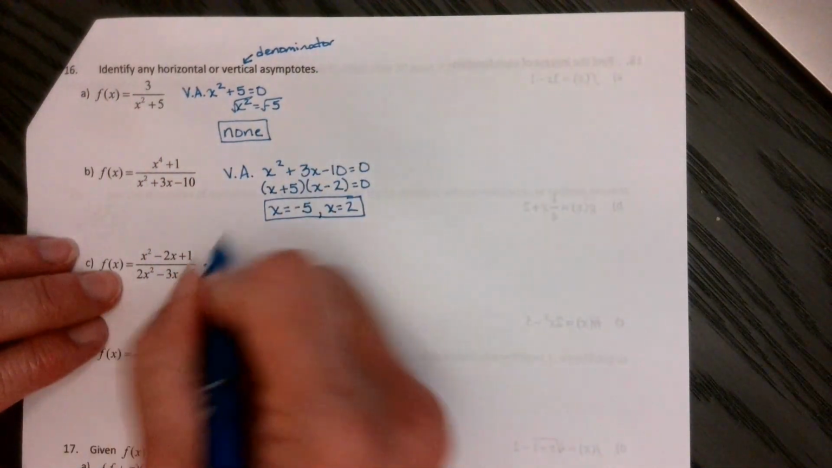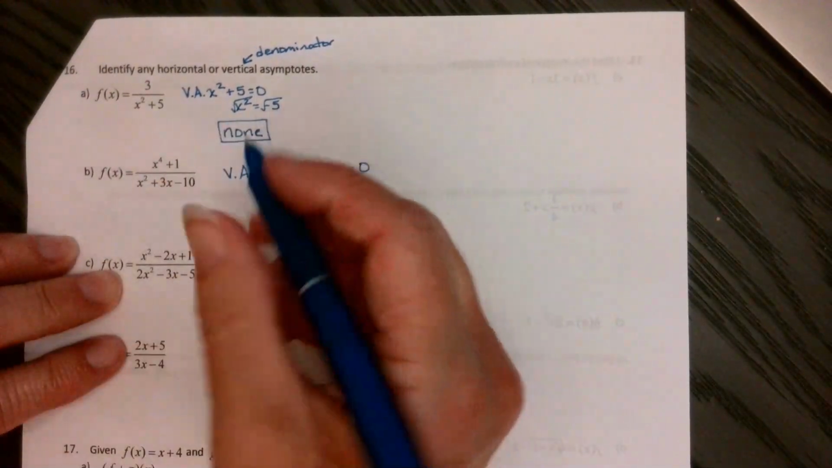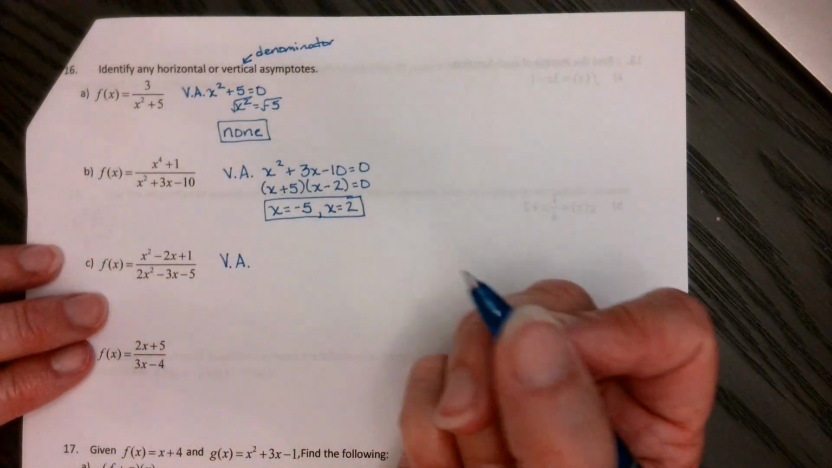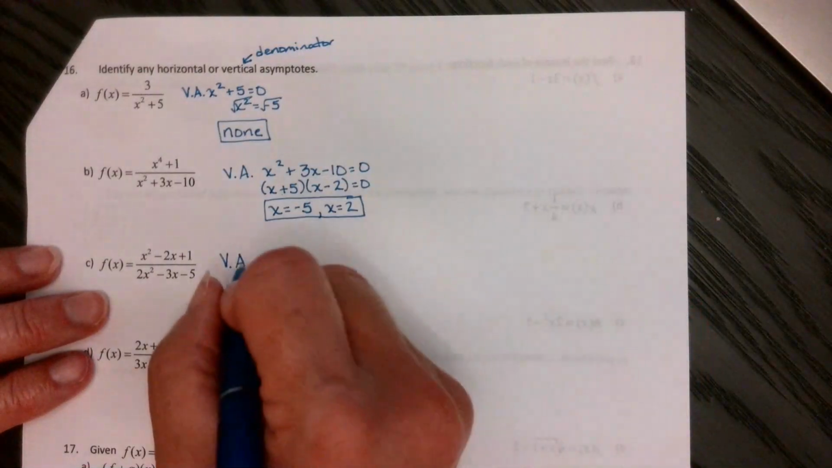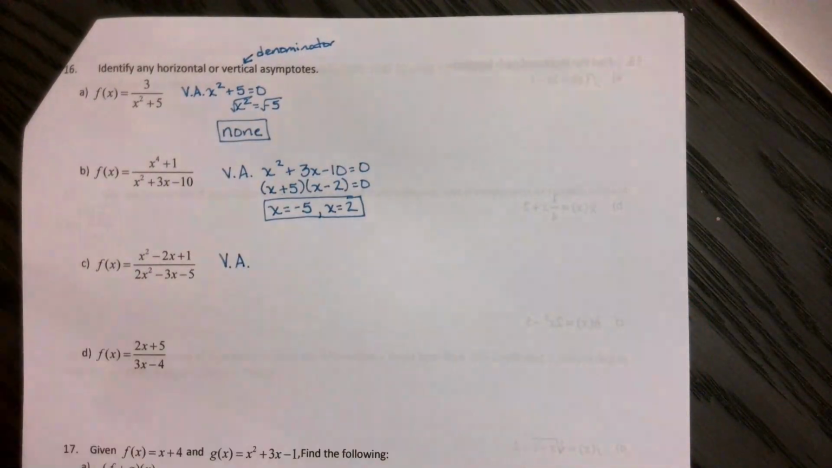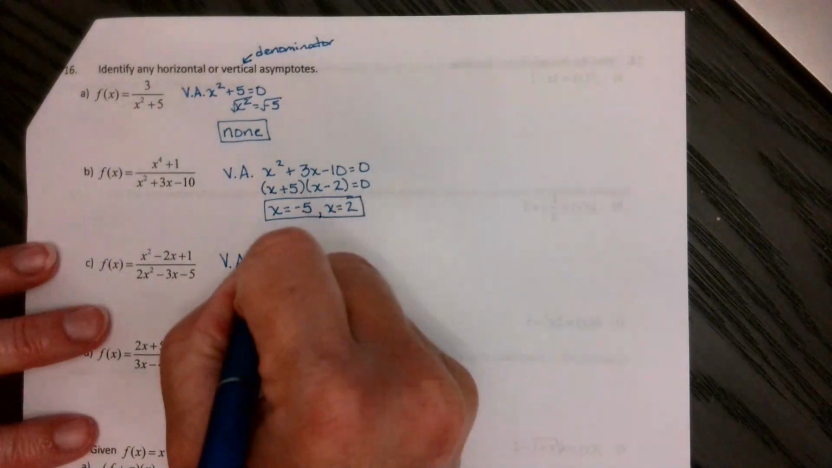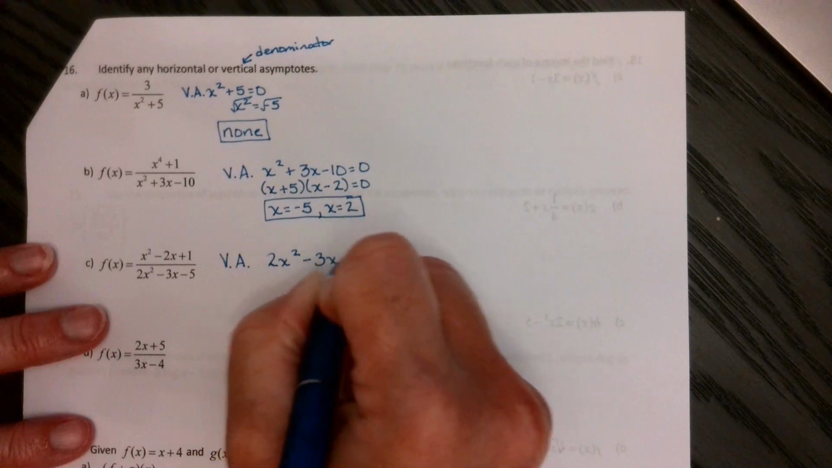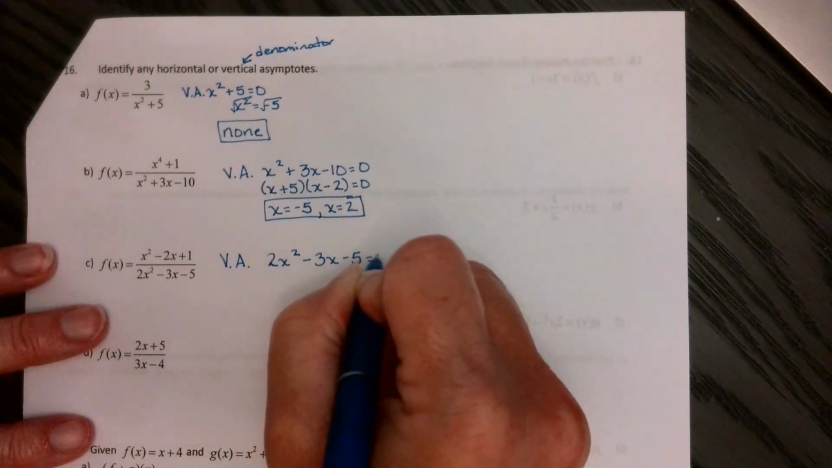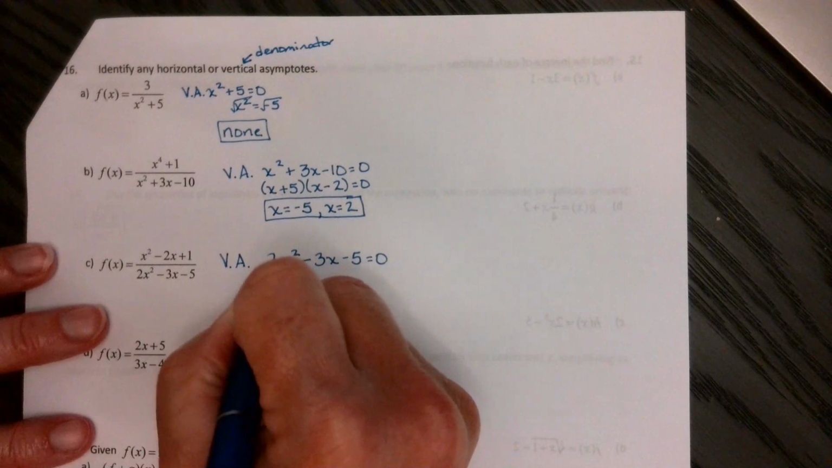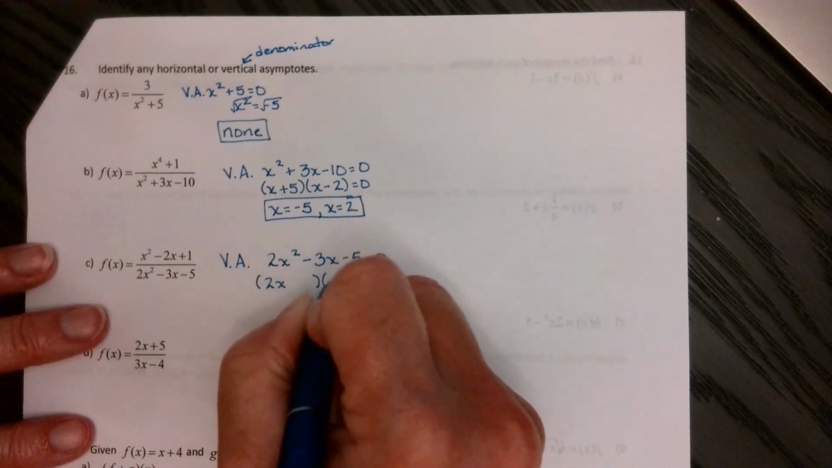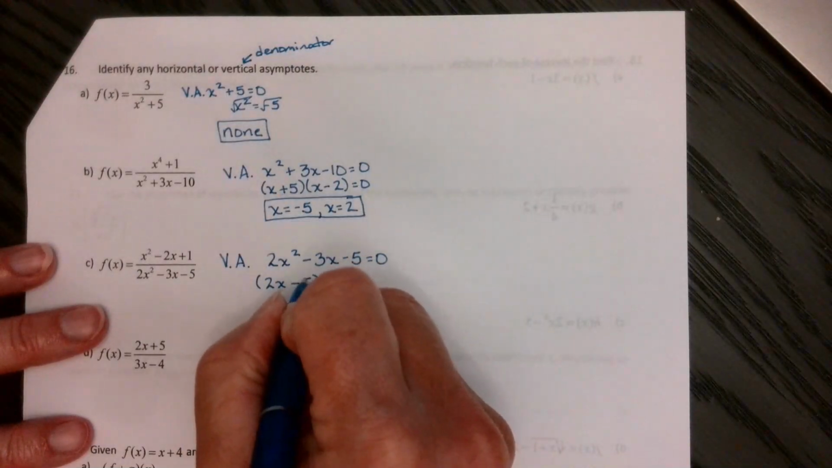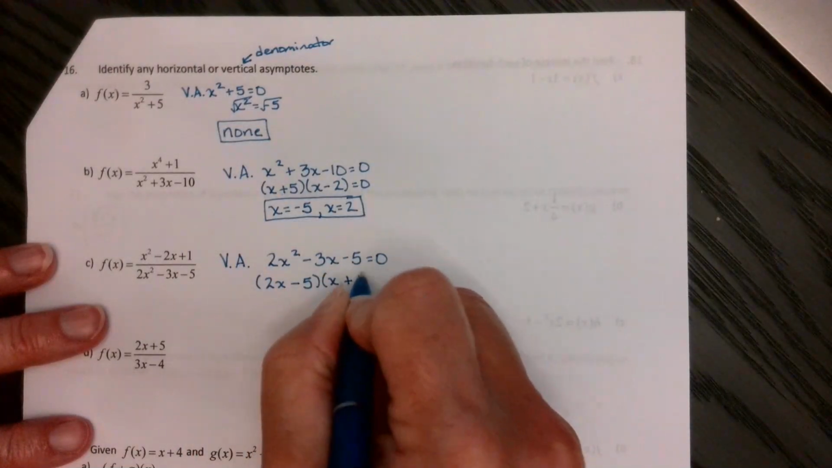So this one had 2 vertical asymptotes. We're going to do all our vertical ones first, as you can tell, or hopefully you can tell. Right here, again, I'm going to factor. Now you can use the quadratic formula if you want, I just personally think it takes longer. This is going to factor as 2x and x, and my minus 5 and my plus 1.